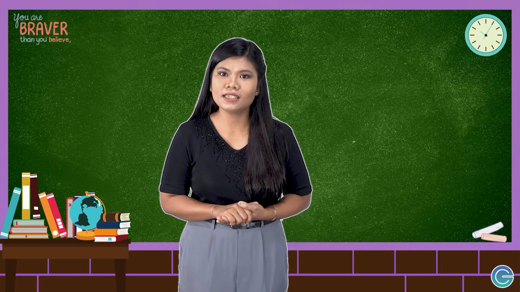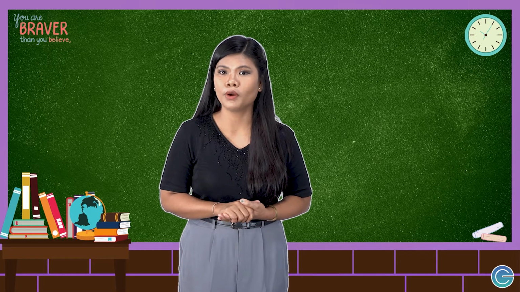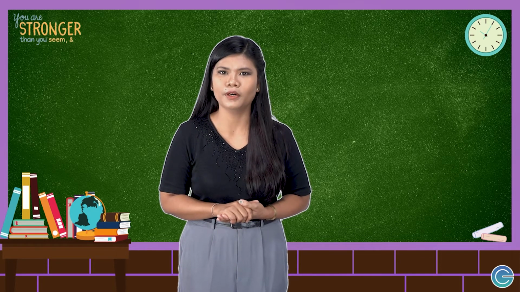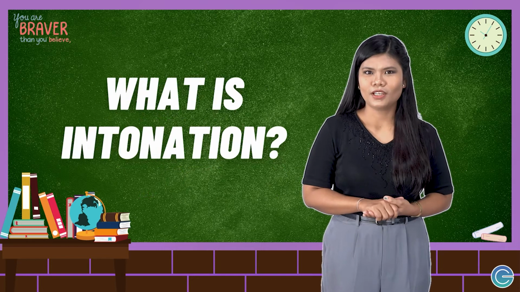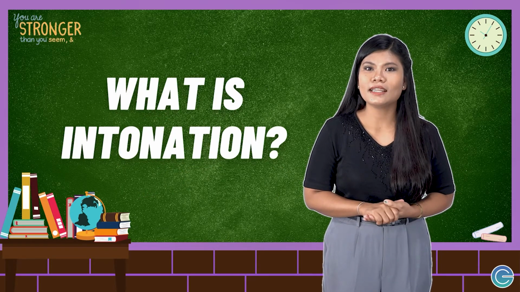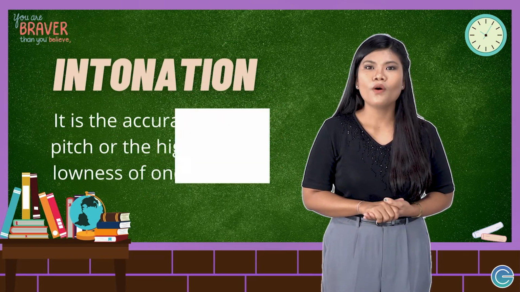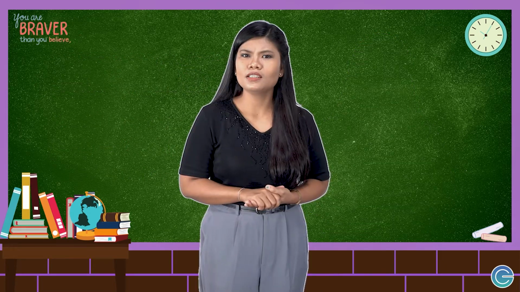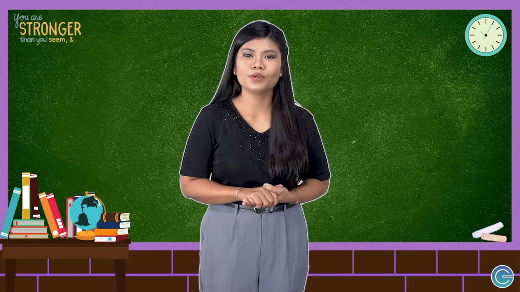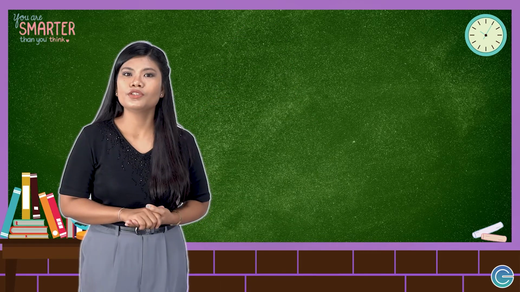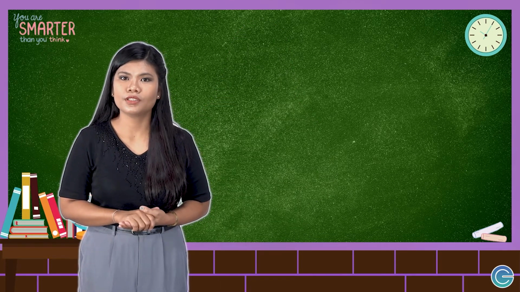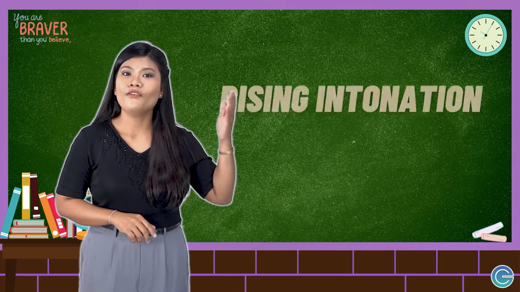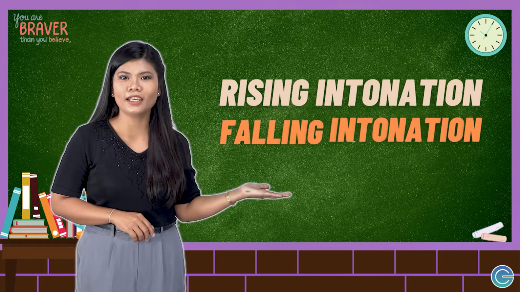Besides stress, intonation is also important in talking to other people. What is intonation? Intonation is the accuracy of the pitch or the highness or lowness of one's voice. Pitch is also used to emphasize something when we speak. There are two main patterns of intonation. They are the rising intonation and falling intonation.